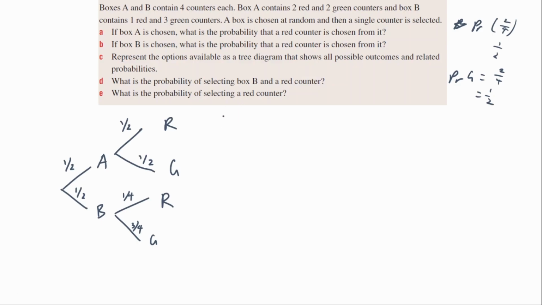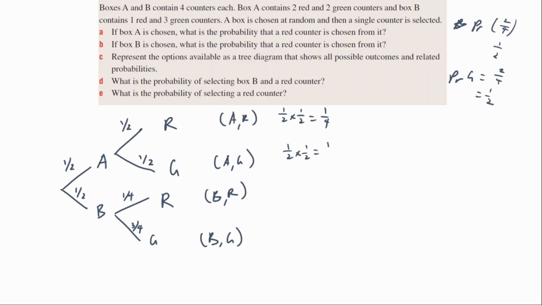So the outcome here, we need to write out the outcomes. First one's AR, just following the path. Next one's AG. This one is BR. And this last one is BG. We also need one last part here, and that's the probabilities. We do that by multiplying along the path. So this first one will be half times 1/2, which equals 1/4. This one will also be half times half, going through there and then there. So that's half times 1/2, which also equals 1/4.